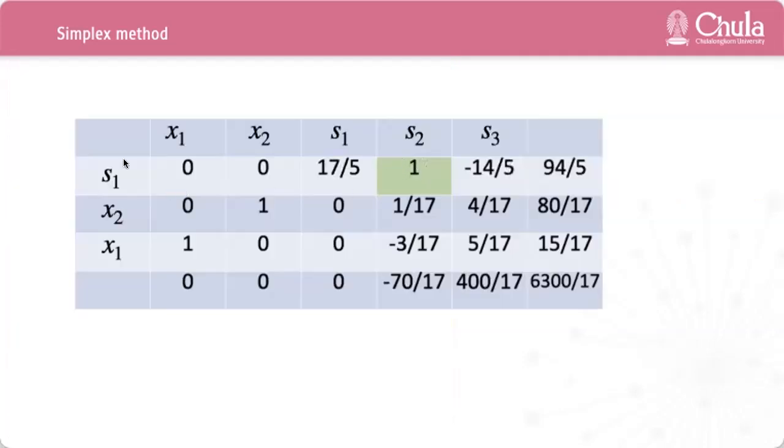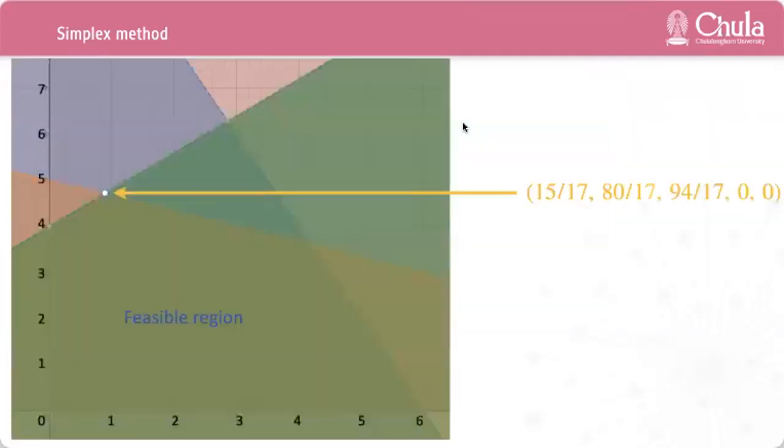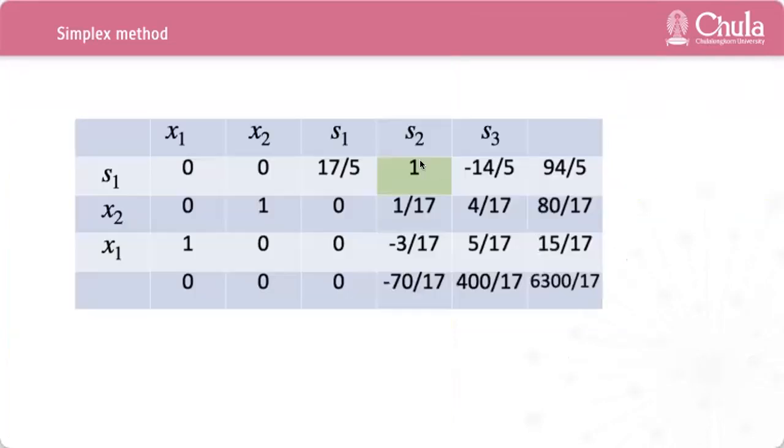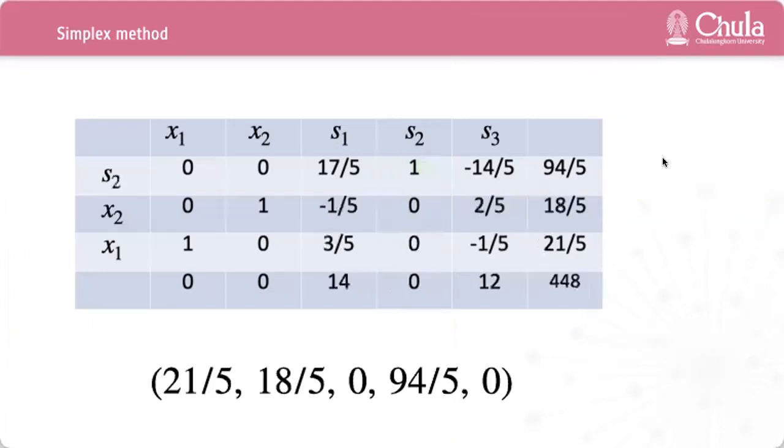Okay, so now we are at this point. Once we introduce S2 to the basic variables, first we make this element to be 1 by dividing all elements by 5/17. We obtain this one. And then we make these elements to be 0, 0, 0. Okay. We obtain this table. And look at this table. We look at the coefficients of objective function. We see that all the coefficients of objective function are now positive.